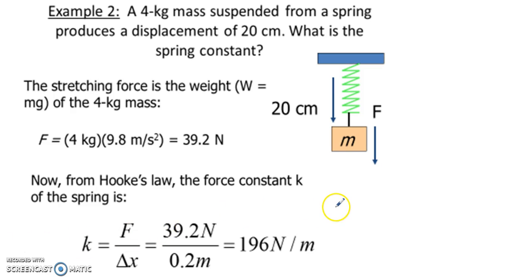Here's example 2, using Hooke's law. A 4 kilogram mass suspended from a spring produces a displacement of 20 centimeters. What is the spring constant? The stretching force is the weight. So the weight equals mg of the 4 kilogram mass, 4 times 9.8. There is our weight. Now from Hooke's law, we get our spring constant. We have 39.2, which is our weight, divided by the displacement. Notice we changed centimeters to meters, and we get 196 newtons per meter.